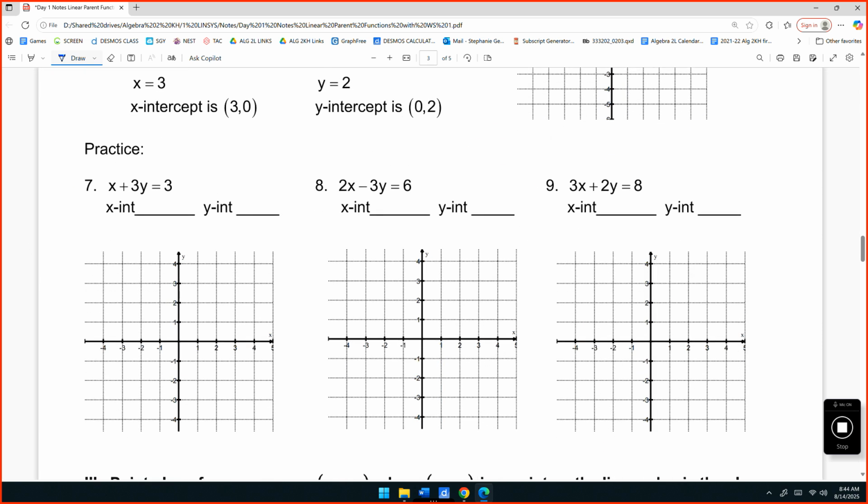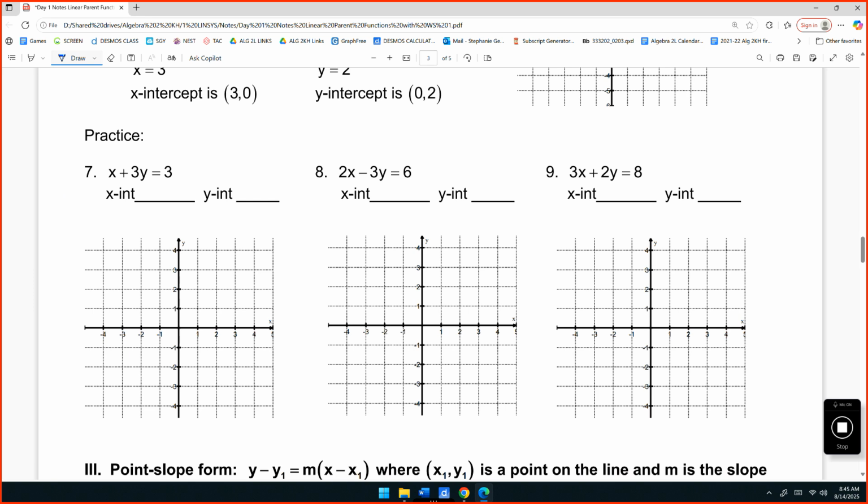Let's do that with number 7. All right, if I want to find the x-intercept, that means which coordinate is 0? The y. Okay, so I'm just going to fill that in right now. And for the y-intercept, I'll make x 0. So for the x-intercept, I'm going to make the y 0. And if I'm going to make the y 0, doesn't this 3y just disappear? So I'm looking at x equals 3. Okay, so the x-intercept is 3, 0. And we can plot that.